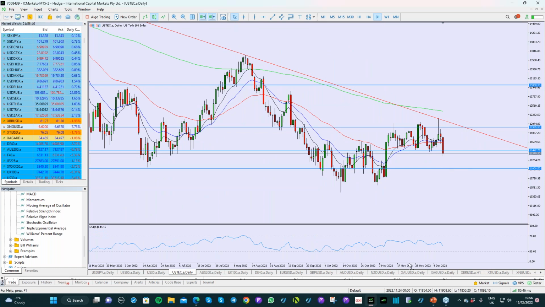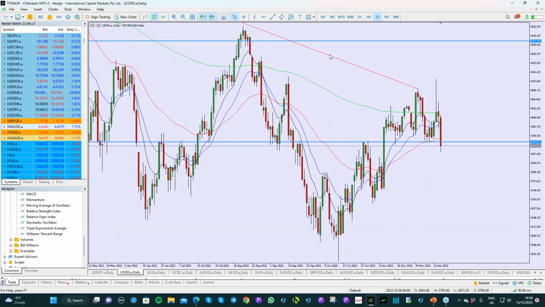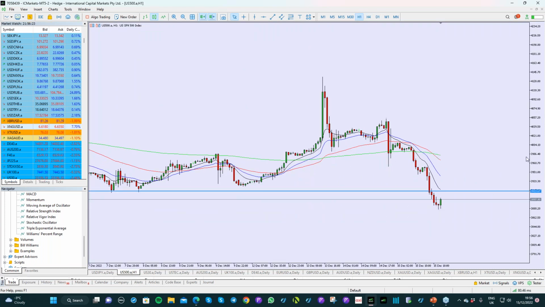I would just say though that I prefer the price action of the US 500 in terms of potential horizontal levels of support and resistance. I think I'd be focusing more on the US 500 for shorts on the intraday time frames.